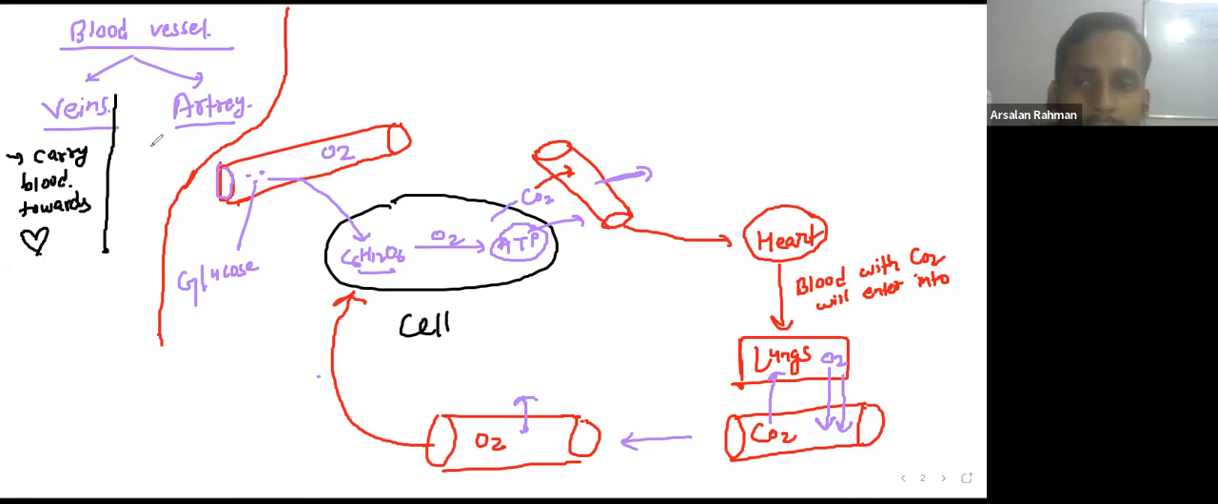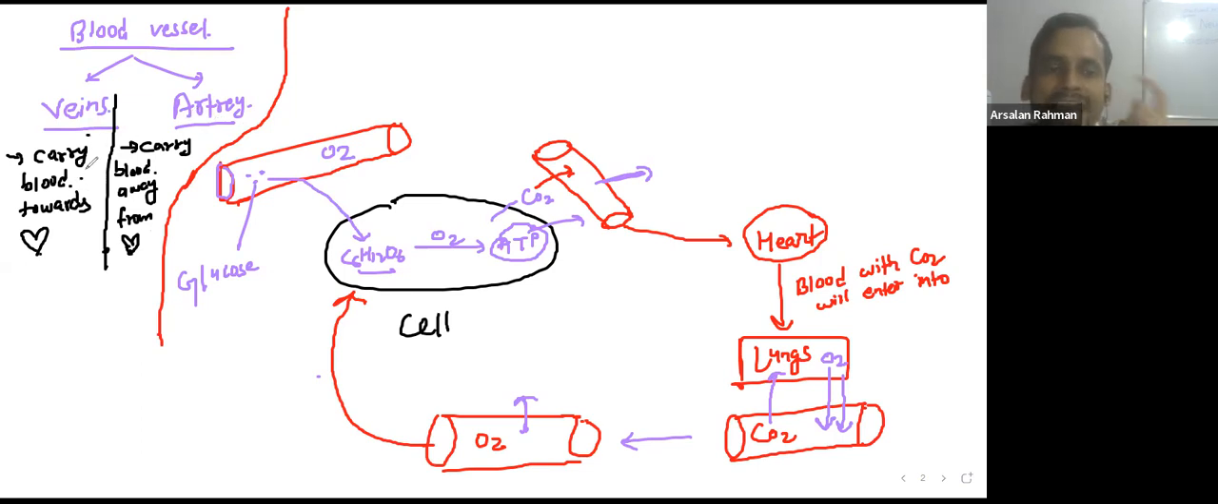And artery, okay? And what is artery? Artery carries blood away from the heart. Okay? This is the major difference. You don't have to remember that veins carry deoxygenated blood, artery carries oxygenated blood. No. Veins carry blood towards the heart, artery carries blood away from the heart.